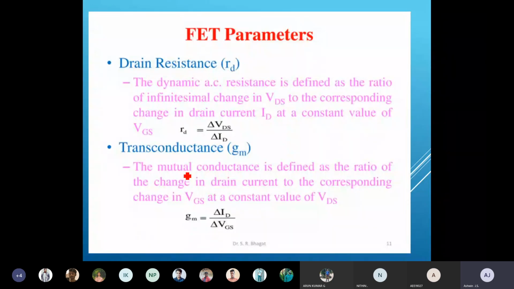So next is some parameters we are going to see. There are totally 4 parameters we are going to see. One is the drain resistance, transconductance, that is called gm, the output resistance, as well as the amplification factor. So drain resistance, come to the drain resistance.